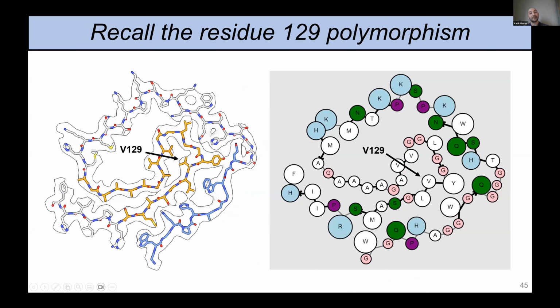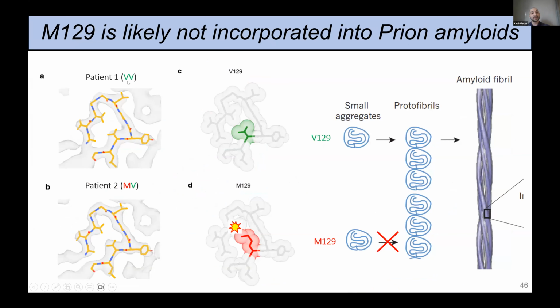And lastly, remember back to the valine 129, which accelerates prion disease. In both patients, we saw that the density at this position, valine 129, was consistent with valine, even though patient 2 had methionine and valine. So when you do a brief simulation, you can see that methionine prion protein could not be incorporated into this region because it would induce steric clashes. So this shows how valine 129 prion protein can be incorporated into prion filaments, whereas methionine cannot.